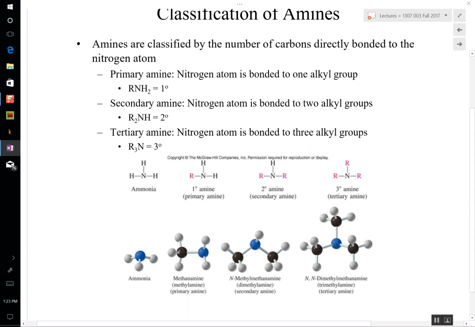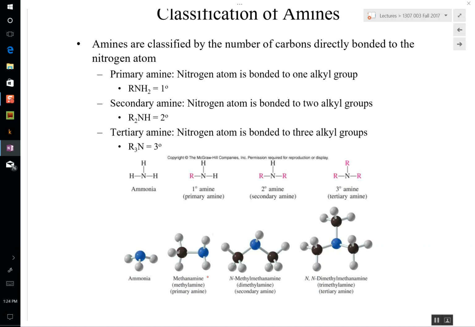Classification of amines. So here's our ammonia molecule with a nitrogen with 3 hydrogens on it. Take one of the hydrogens off and add a methyl group. Where did the other hydrogen go? We've got a methyl group here, carbon with 3 hydrogens, and it still has two hydrogens on the nitrogen. That's methylamine. Take off another hydrogen, you get two methyl groups on it and one hydrogen. You've got dimethylamine.